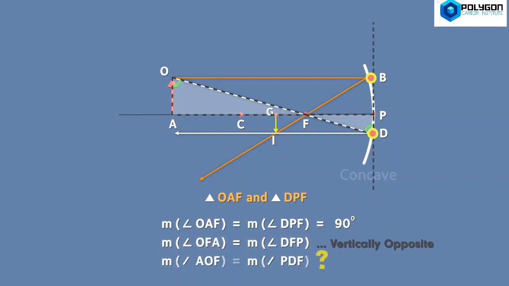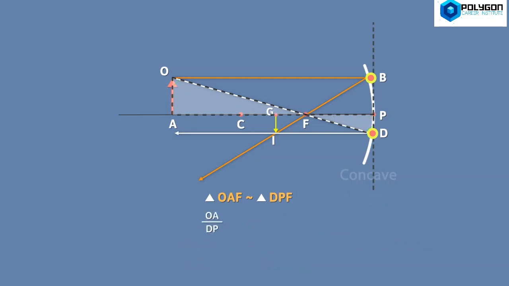What about the remaining angles? How do we show that they are also equal? With very basic logic, we know that if two sets of corresponding angles are equal, then the third set has to be equal. Finally, we proved that triangles OAF and DPF are similar by the AA or AAA test of similarity. Now, because they're similar, we can say that OA over DP is equal to AF over PF is equal to OF over DF. We're not really interested in this ratio, so we will just remove it from here.